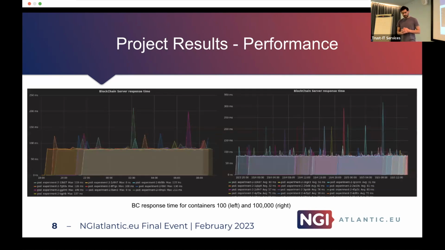In terms of performance, here I have two graphs from the blockchain. Here I'm showing the response time. On the left side, there are containers where we are emulating 100 devices. On the right side, it's 100,000 devices, and we compare the performance.